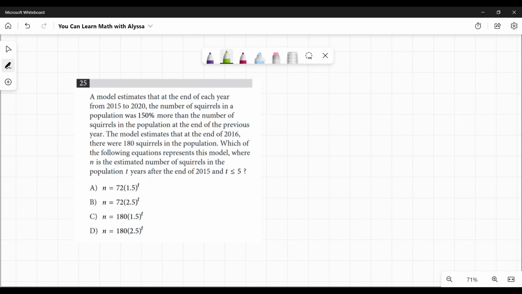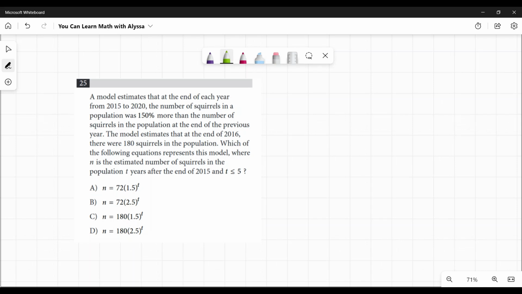25. A model estimates that at the end of each year from 2015 to 2020, the number of squirrels in a population was 150% more than the number of squirrels in the population at the end of the previous year. The model estimates that at the end of 2016, there were 180 squirrels in the population. Which of the following equations represents this model, where n is the estimated number of squirrels in the population t years after the end of 2015, and t is less than or equal to 5?